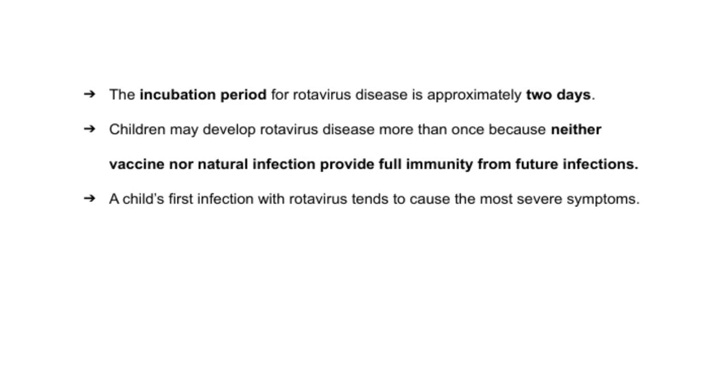The incubation period for rotavirus disease is approximately 2 days, which means symptoms can start showing quite soon after a child is exposed. It's important to note that children can actually get rotavirus more than once because neither the vaccine nor natural infection provides complete immunity. So, even if a child has had it before, they're still at risk of future infections.